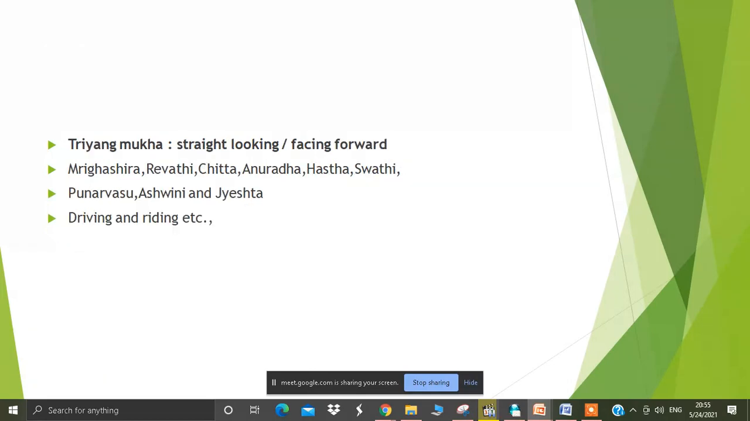And next we have Tiryangmukha. Tiryangmukha means straight looking or facing forward. That is Mrigashira, Revati, Chitra, Anuradha, Hasta, Swati, Punarvasu, Ashwini, and Jyeshtha. This is something lateral, so it is straight. This will be good for driving and riding or buying a vehicle. All those activities can be done in these Tiryangmukha Nakshatras.